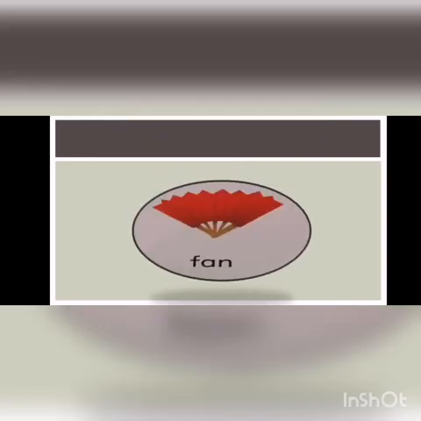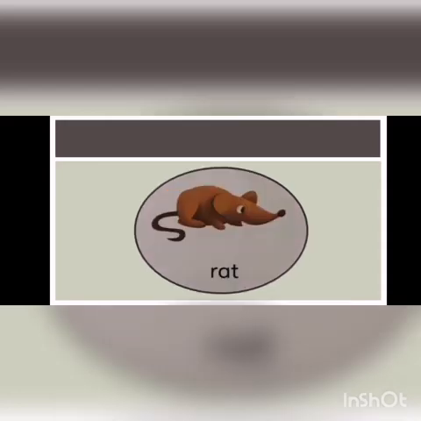Picture number two. What is the name of this picture? Excellent. Yes, that's right. It's a fan. So here it's a noun because it's a name of something. Great! After that, what is the name of this picture? It's a rat. Yeah, it's a noun because it's a name of an animal. Great, excellent. Very good.